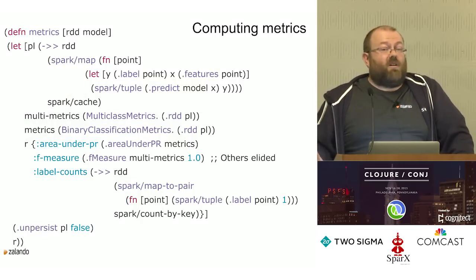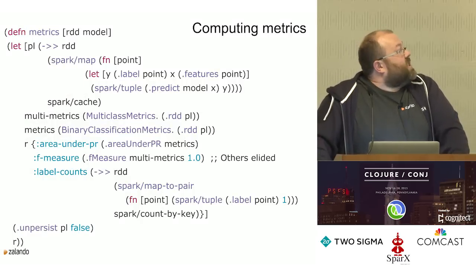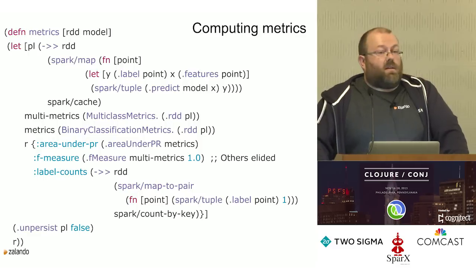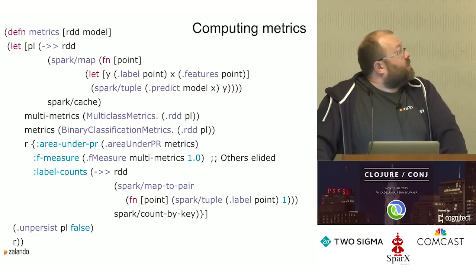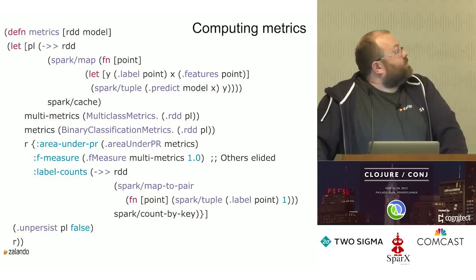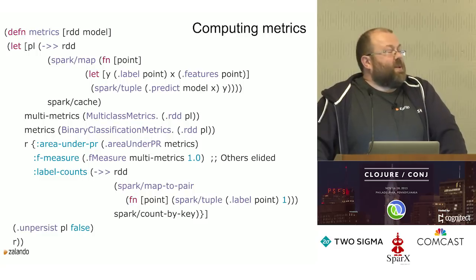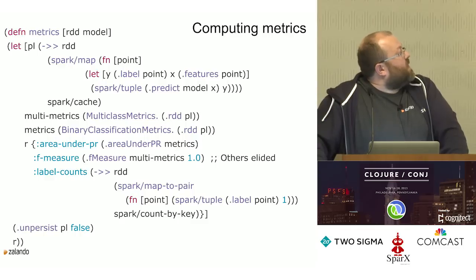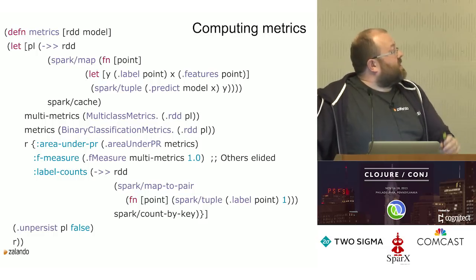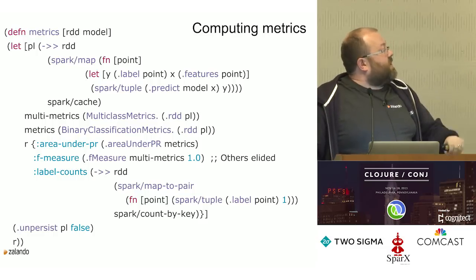Here's the metrics function I've been using. The RDD is the RDD of labeled points, and the model is my trained classification model. So you can see, basically, we take the RDD and we map it into a tuple of the prediction and the actual label. We cache it because we're going to be using it multiple times. We create the multi-class metrics. We create the binary classification metrics, and R is just the result I'm trying to return.